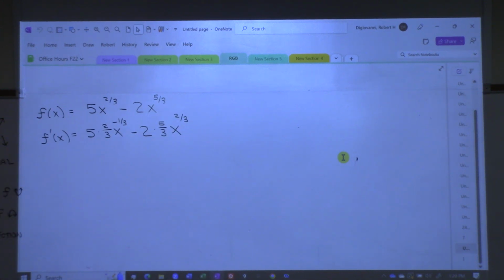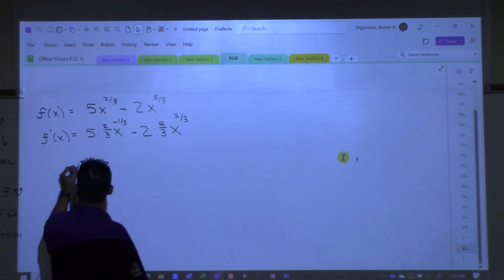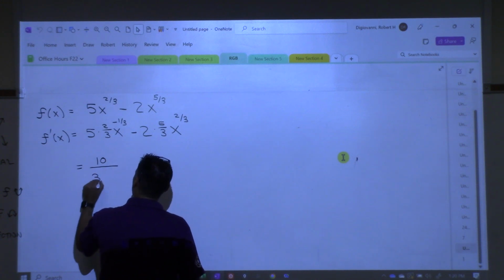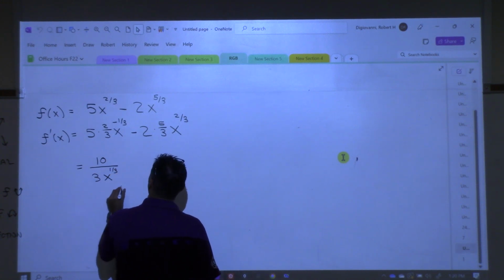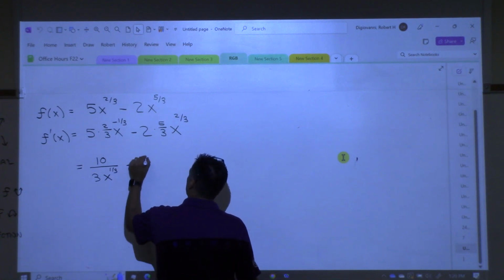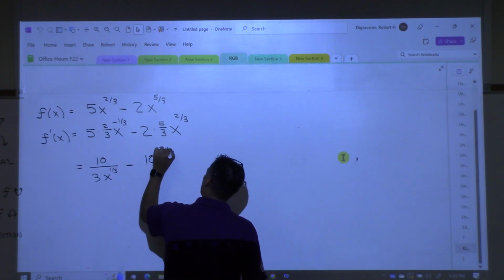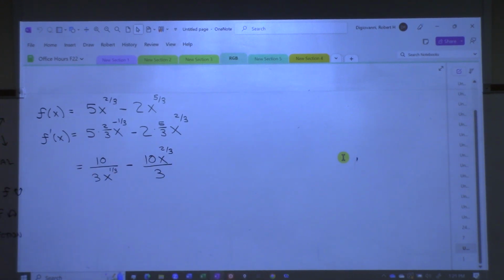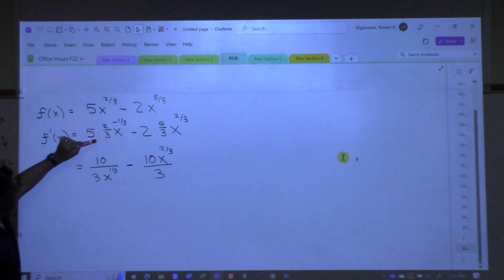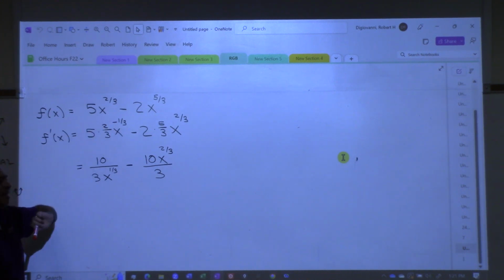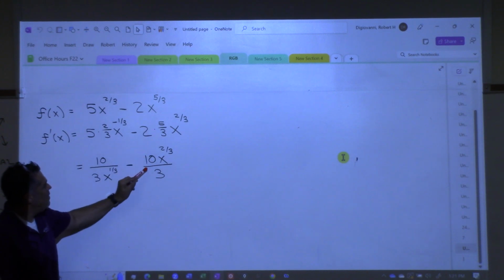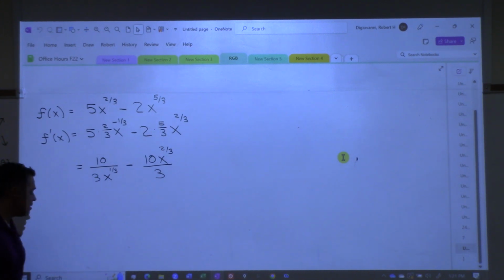Let's just work with this, all right? Let me clean this up. This is the same as 10 over 3x to the 1/3 minus 10x to the 2/3 over 3. So all I did there was put these numbers together. That was 10/3, and then because of x to the negative 1/3, I dropped it down to the bottom as x to the 1/3, right? And on this one, same thing, 10/3, and then since that was x to the positive 2/3, I left it on top with the 10.